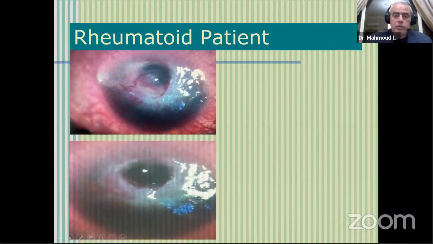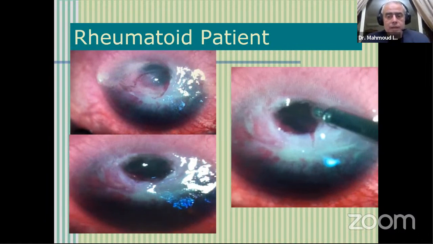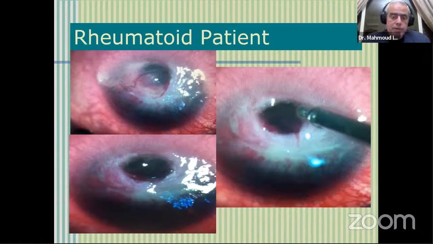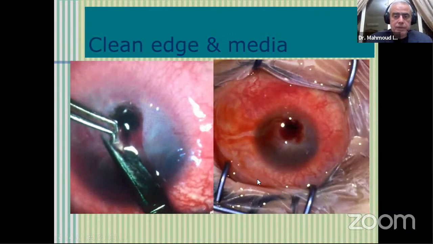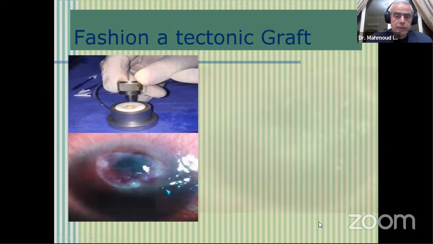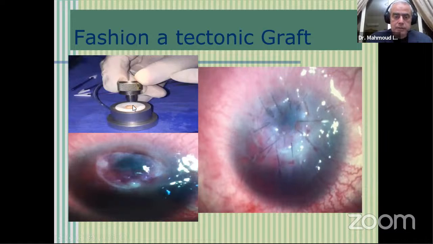And if we have a rheumatoid patient, we are always reluctant to do surgery. However, once you have the perforation and complete melting, you have to take the patient to the theater and make a tectonic graft, allowing a complete anterior vitrectomy for all the lens matter and everything in the vitreous entangled, like you see in a case like this. But you have to keep it very clean, even if there is some kind of bleeding. If you have this kind of defect, you have to fashion a tectonic graft.